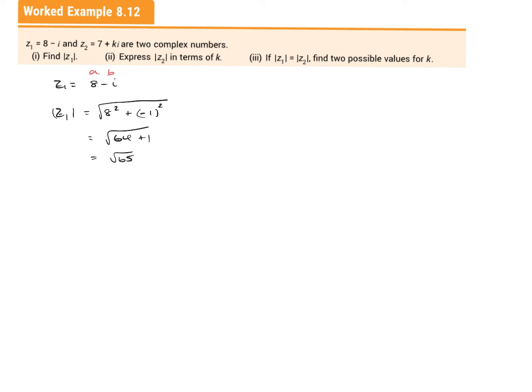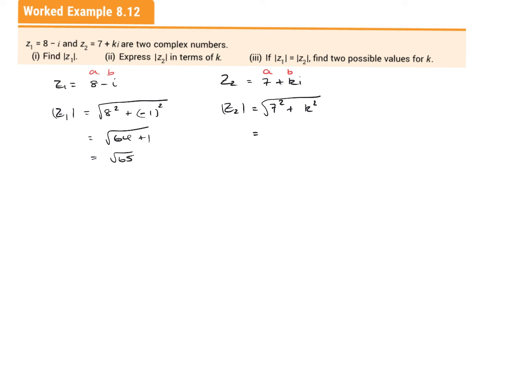The next thing it asks us to do is to work out Z2. Okay, so exactly the same idea. Z2 is equal to 7 plus Ki. There's a little variable in there, the K, an unknown, but it doesn't matter. Let's label everything as we did before. That's A and that's B. Now we know that the modulus of Z2 is equal to the square root of A squared, and my A is 7, so that's 7 squared, plus B. Well, my B isn't a number, it's just a letter, K, so plus K squared, and we're going to square root it.